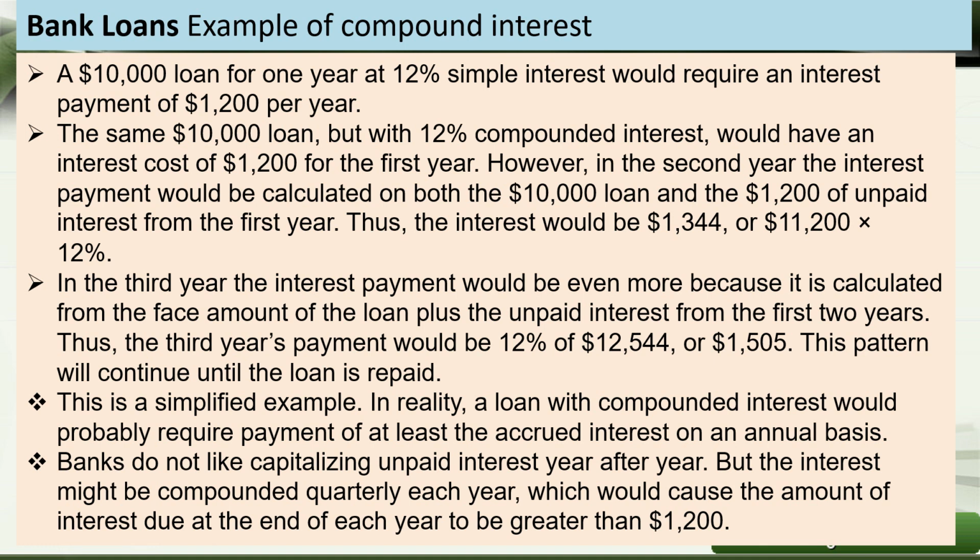So that is the thing, annually it will be paid. Banks do not like capitalizing unpaid interest year after year, but the interest might be compounded quarterly each year. So for quarterly they will be compounding it, which would cause the amount of interest due at the end of each year to be greater than 1,200. So if it is simple interest, it will be $1,200 in the same example. But if it is compounded interest, even though it is paid, it will be more than the $1,200 because for each quarter it will be compounding. Quarterly it will be calculated and compounded.